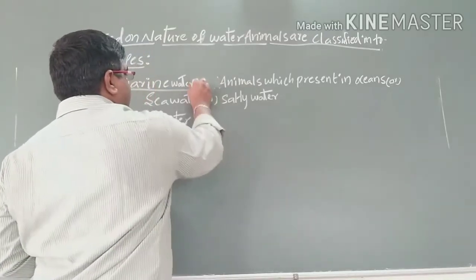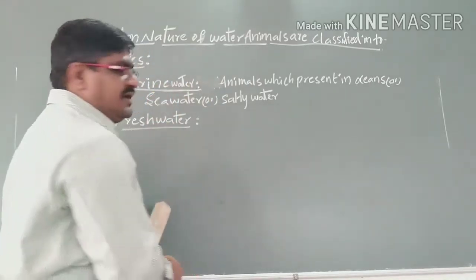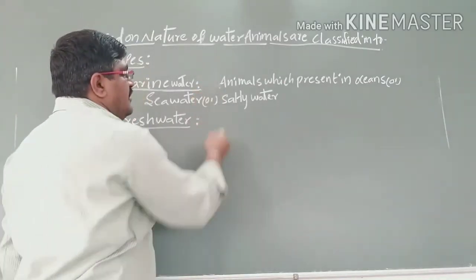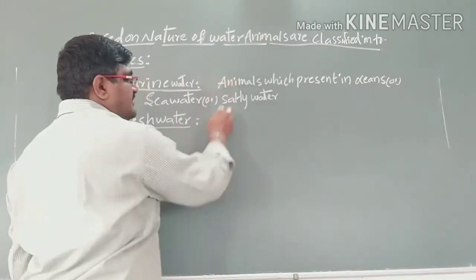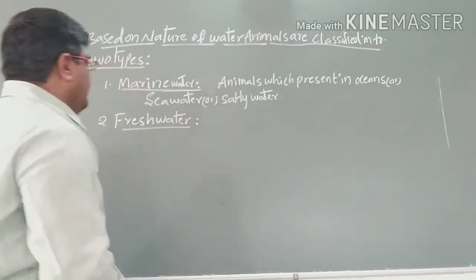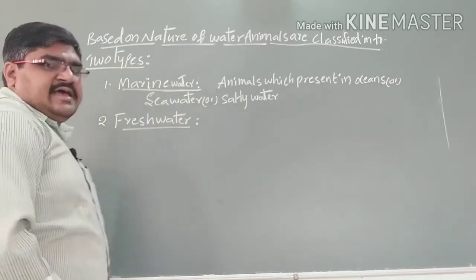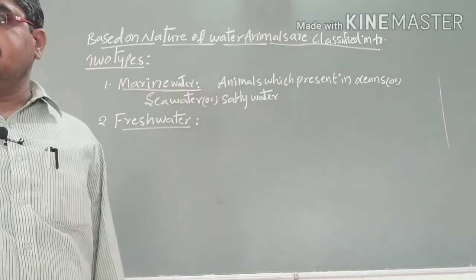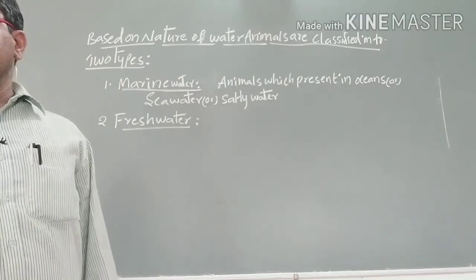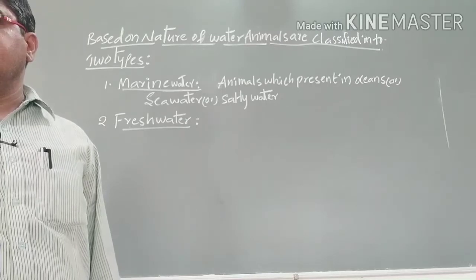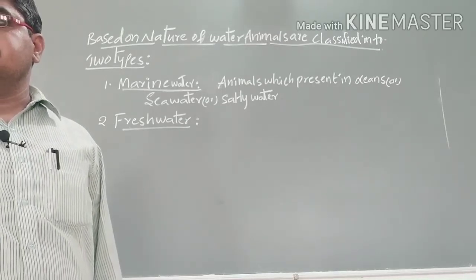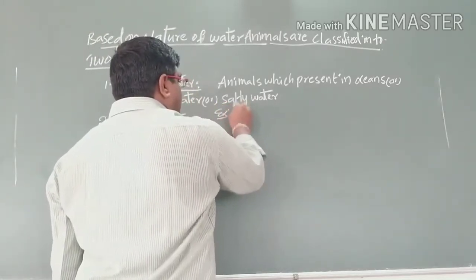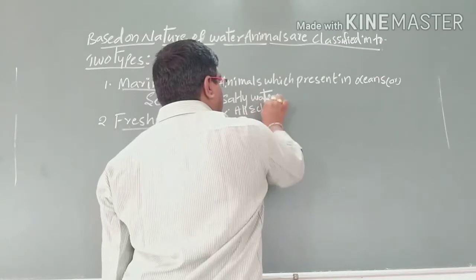Marine and freshwater. The animals which are present in the oceans or seas, or in salty water, we call marine animals. For example, we can take sponges, coelenterates, cartilaginous fishes, and all echinoderms.